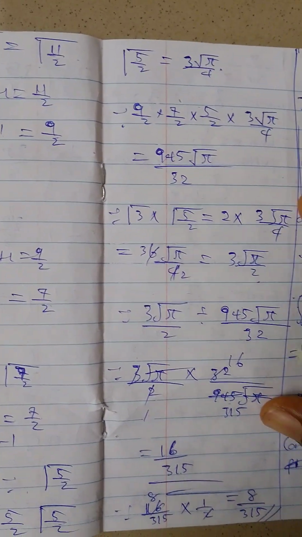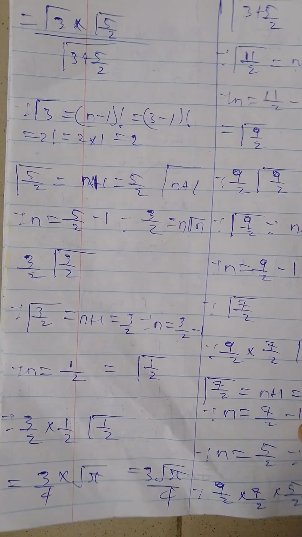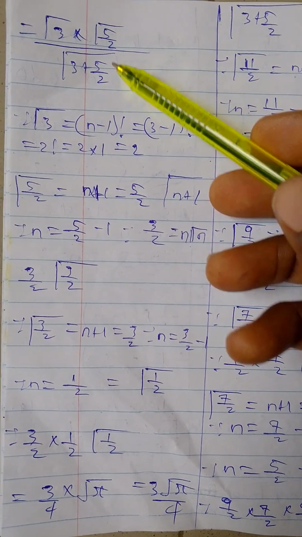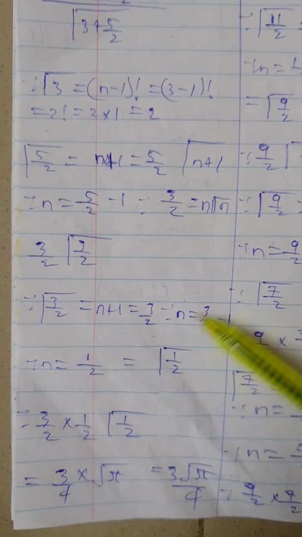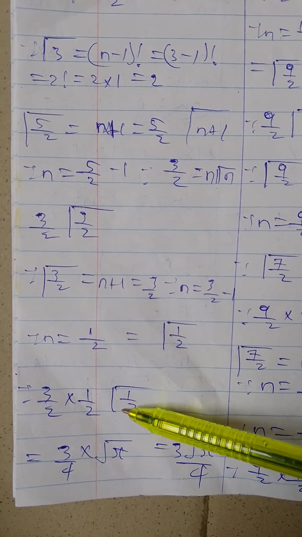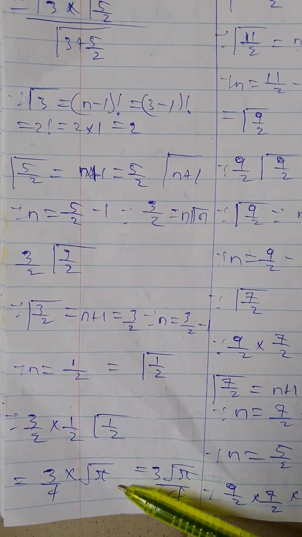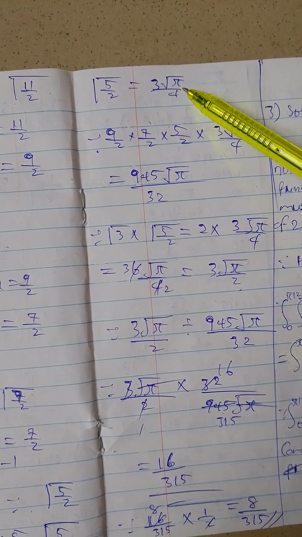Now, already we don't know it, but if you check in our solvings, we got gamma of 5 over 2, and gamma of 5 over 2 was 3 square root of pi over 4. So therefore it will be easier for us. So that is 3 square root of pi over 4.